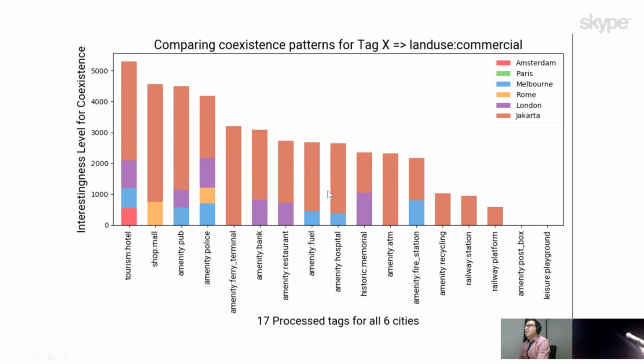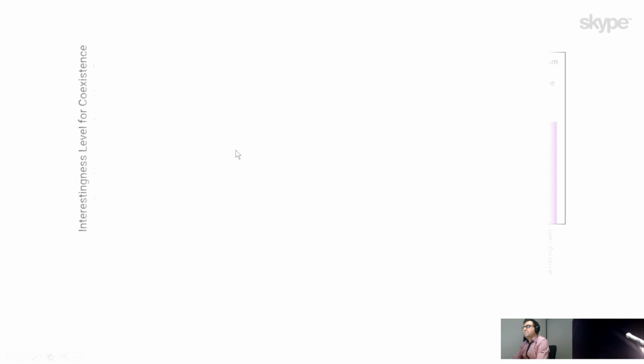Another example is land use commercial. As you see, hotels in most of the cities are located in land use commercial, then shopping mall, and then pub and police. This one is interesting for us because the police stations are actually located in the land use commercials.